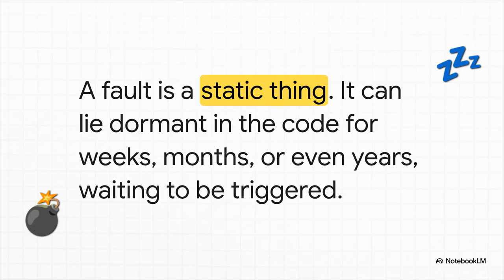And here's the crazy part. A fault can just sit there. It's static. It can lie dormant in the code, completely unnoticed for weeks, months, sometimes even years. The system isn't actively breaking, not yet anyway, but you've basically got this little ticking time bomb hidden deep inside the code.